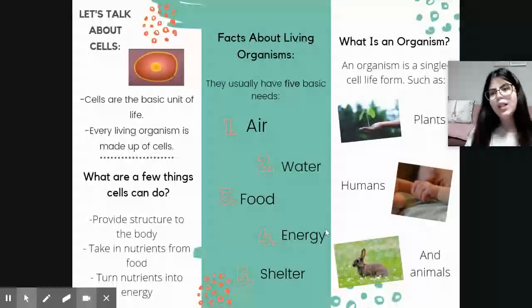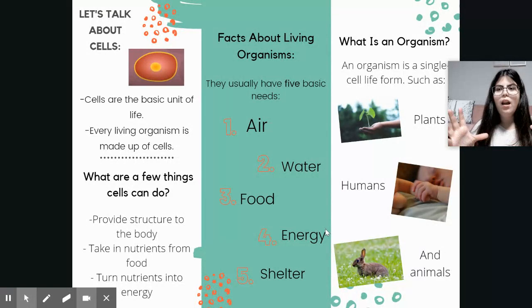Another activity I would do would be to just have them make a diagram themselves, so they can say plants, humans, and animals, and what their basic needs are, or they can make a diagram of cells. So those are all fun activities where they can visually see what's going on, as well as have hands-on experience.